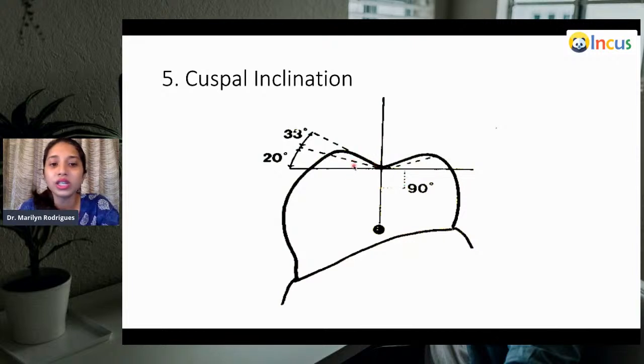Now, the cuspal inclination can be 33 degrees, that is seen in anatomic teeth. It can be 20 to 30 degrees, that is seen in semi-anatomic teeth. And it can be 0 degrees, that is seen in monoplane teeth. So, I'm repeating, 33 degrees is anatomic, 20 to 30 degrees is semi-anatomic, and 0 degrees is non-anatomic or monoplane.